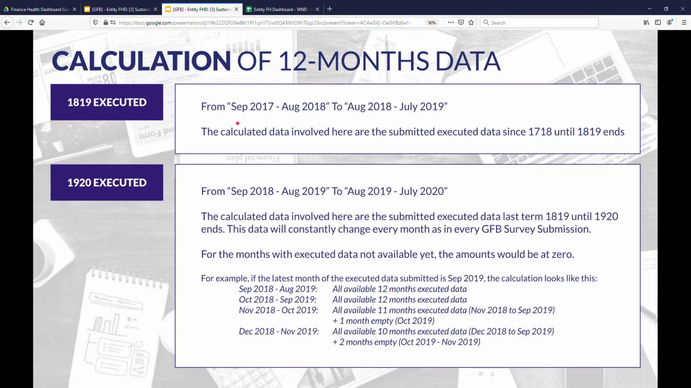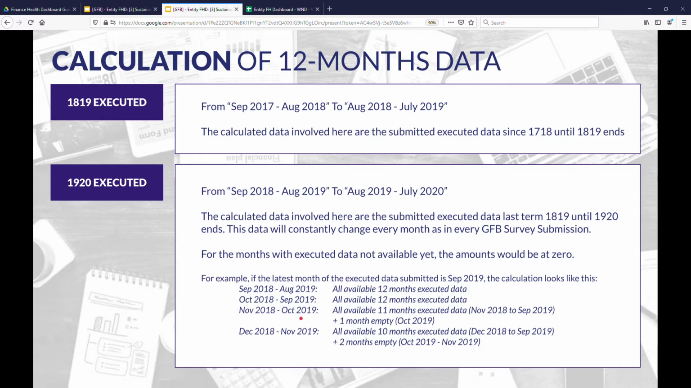As you can see, there's always a 12-month progress. 1920 is a similar application, just one year forward. But as you know, 1920 is an ongoing process, so for months where executed data is not available yet, the amounts would be 0. Here is an example. By the time of this upload, the available executed data is only until September 2019. For example, for the first month of 1920, August 2019, it covers September 2018 to August 2019, so all 12 months are available. The next, October to September, again all 12 months are available.